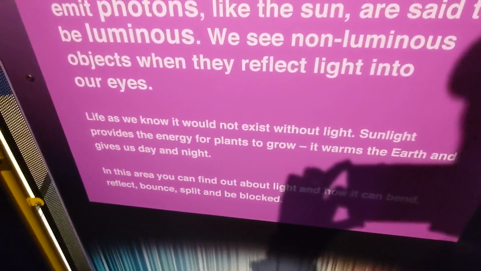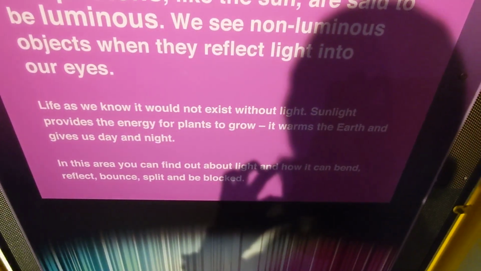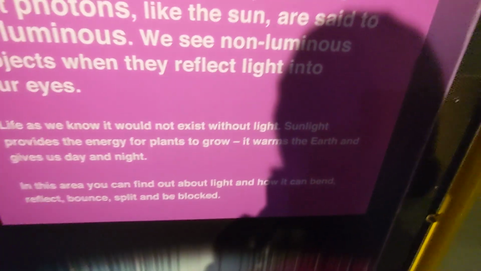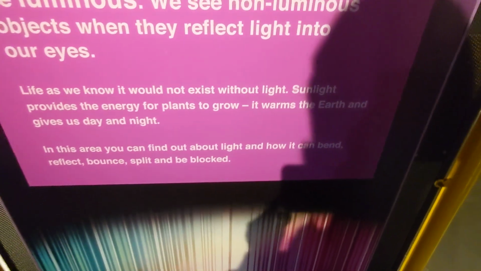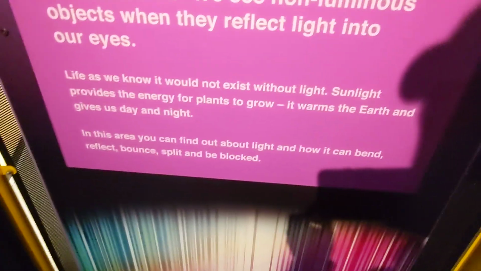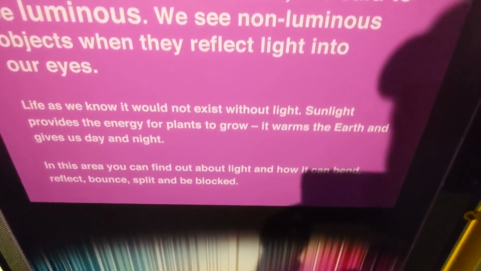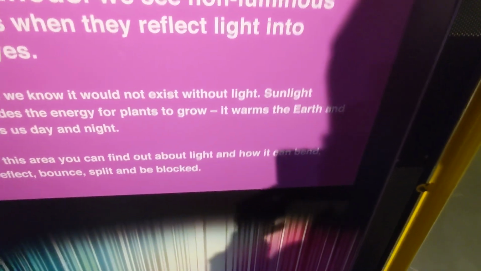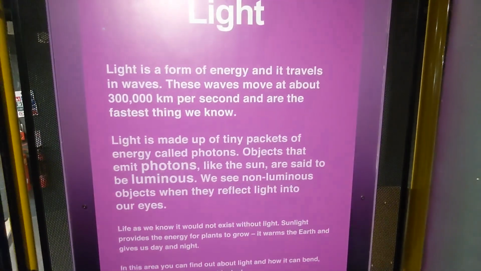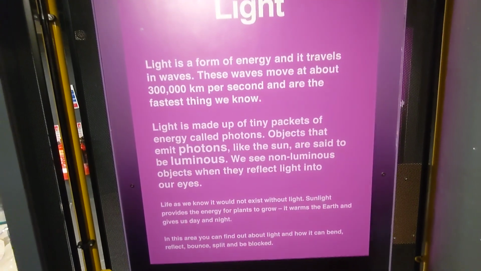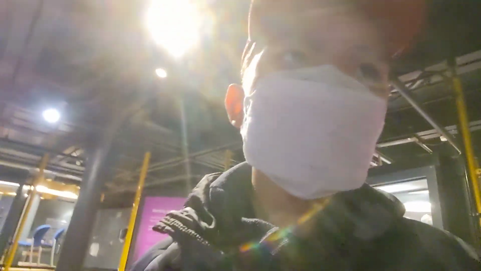Life as we know it would not exist without light. Sunlight provides the energy for plants to grow. It warms the earth and gives us day and night. In this area, you can find out about light and how it can bend, reflect, bounce, split, and be blocked. So this is how the light works.